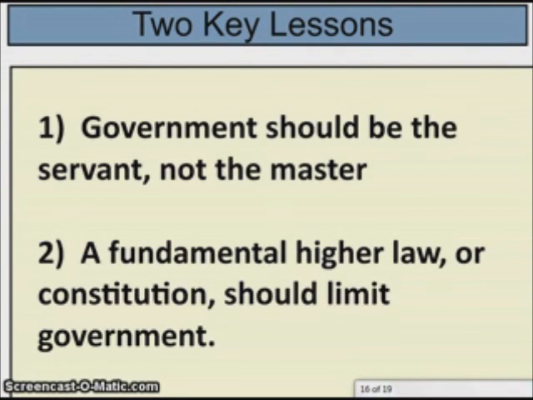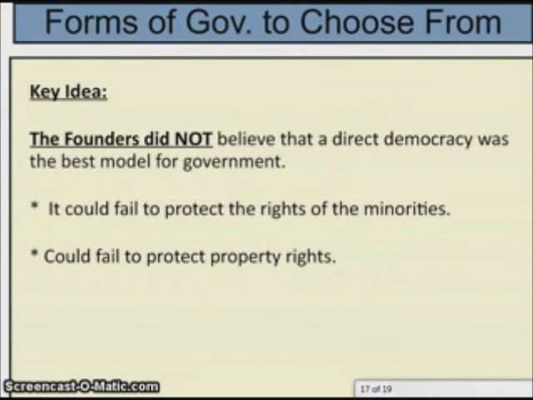Key things that you should come out of this is that government in our history should be the servant, not the master. We control it. The people control it. The people are the government. And basically, our government is created with a piece of paper. We have a fundamental higher law. And that fundamental higher law limits the power that the people give up to the Constitution. Okay? So it does not become tyrannical against us.